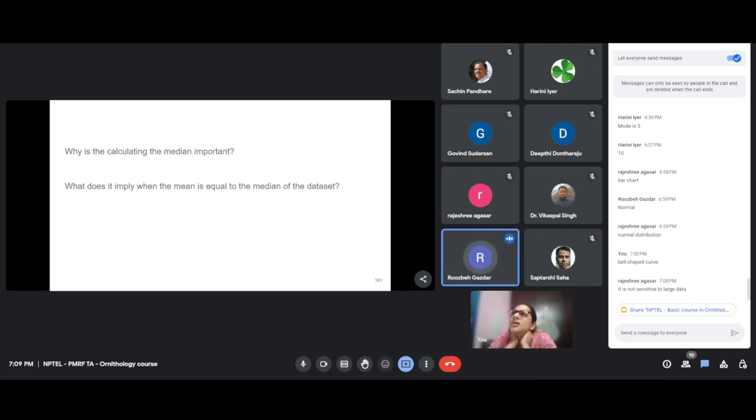Is there a kind of mathematical standard? I actually don't know if there is a consensus on anything, but usually if you read papers, the median is not sensitive to large data. Rajshri, are you asking about whether to use the mean, median, or mode?